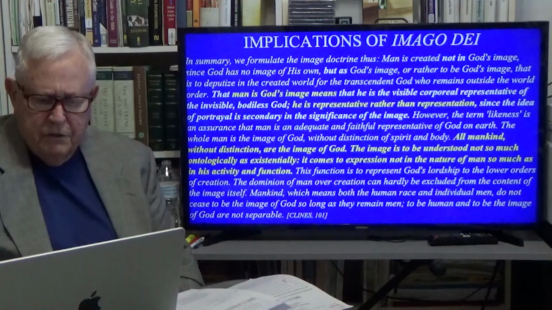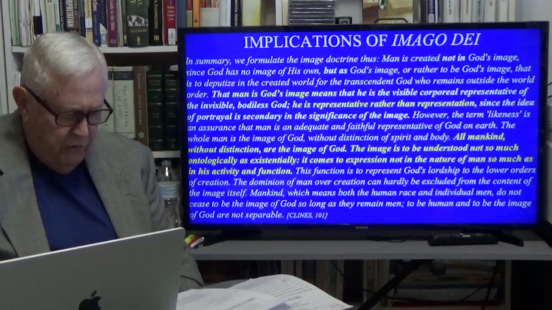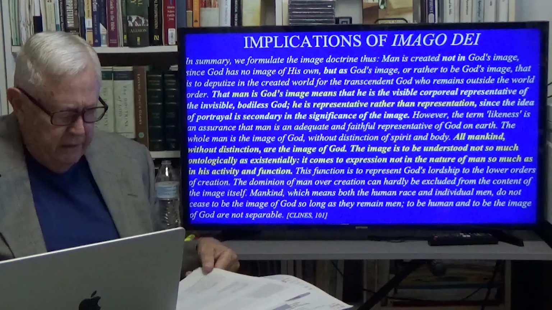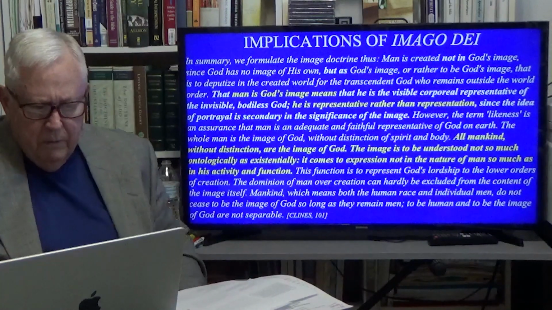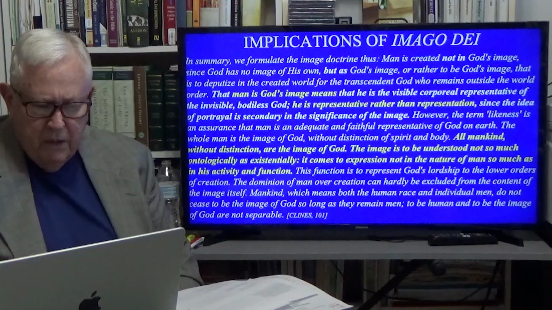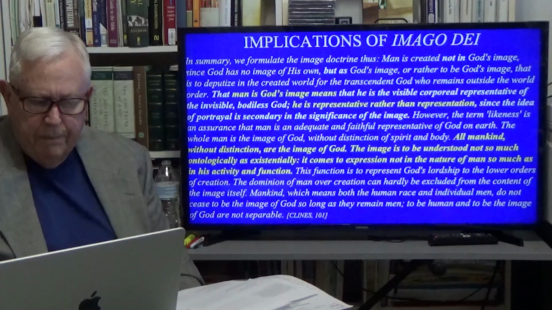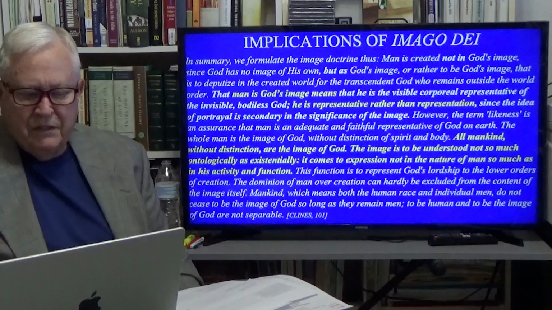We have the implications of the Imago Dei, being created in the image of God. We've talked about this, and I don't need to labor it, but I do want to bring it back as one of the components in all of this. Man is God's image, which means that he's a visual, corporal, that means fleshly, representative of the invisible, bodiless God.